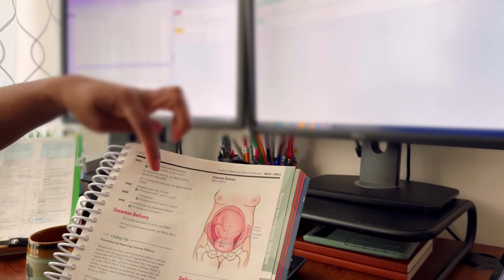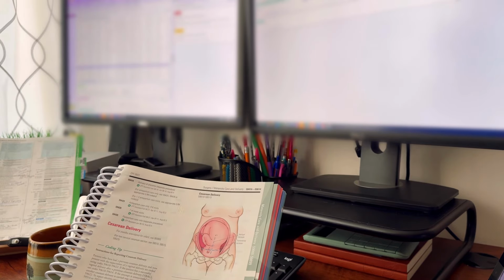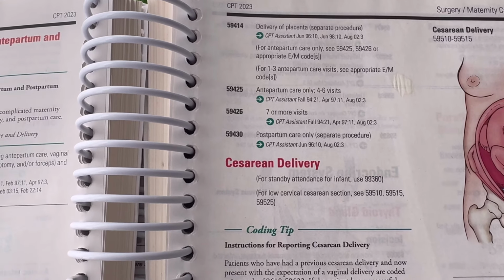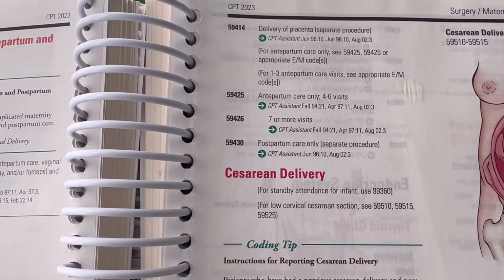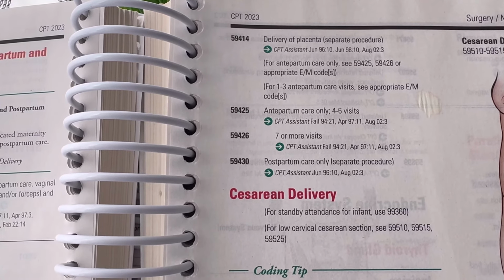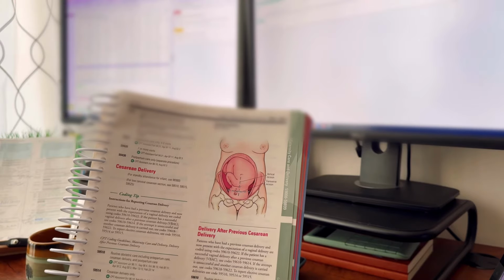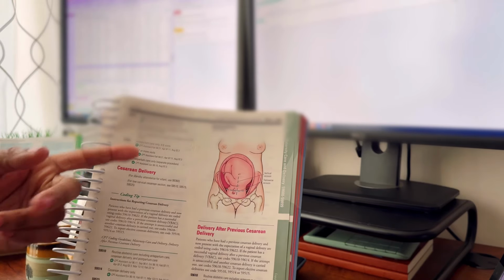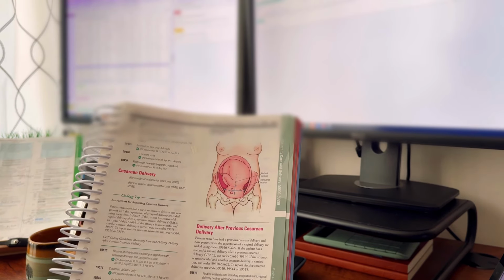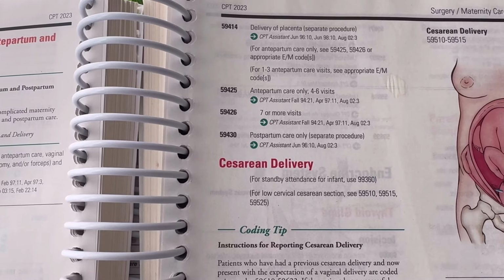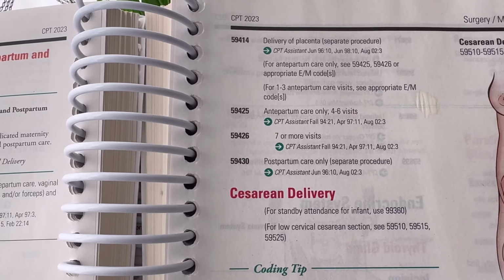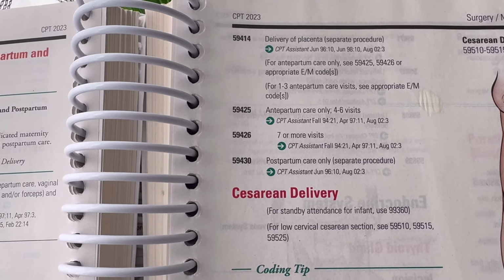it tells you the number of visits you can bill, but you also want to pay attention to the payer and their policy for deliveries. Because if you're billing Medicaid, most of them want you to just bill E&Ms for the prenatal visits. But if you're billing a commercial payer and they allow you to bill global, you just go by what these visits here say. So if the patient had 4 to 6 visits with one payer and it's commercial, you're billing the 59425. If each payer, let's say, had 7 visits or more, then you're billing the 59426 to each of those payers.